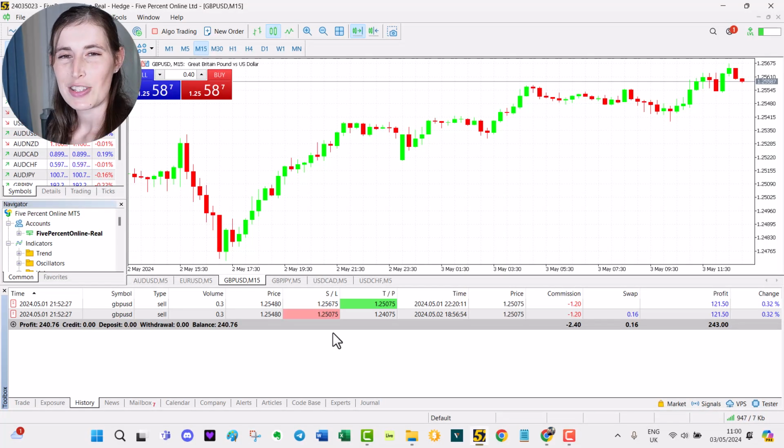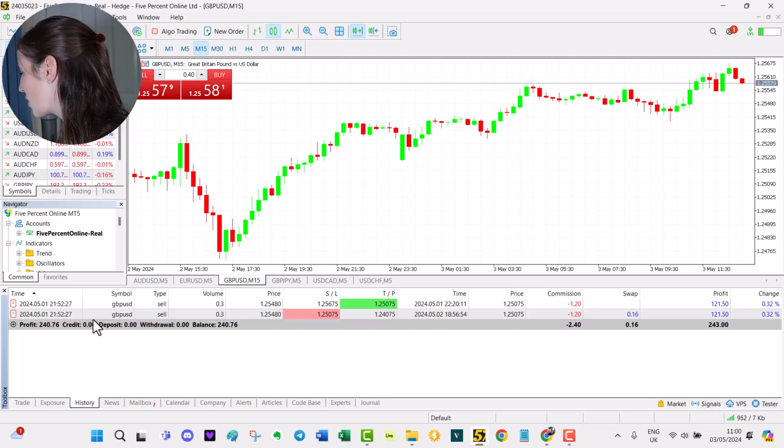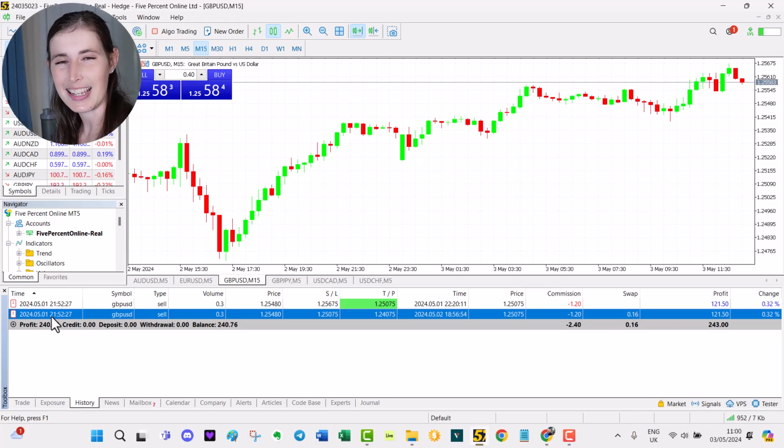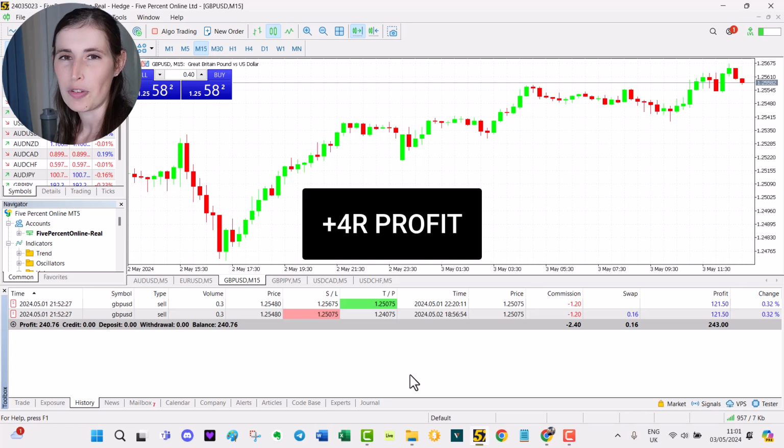But I've just gone into my trade history here, and you can see that this is the trade. There's actually two positions I took for this trade, day trading news, and I took this on the 1st of May. I closed one position on the 1st of May and the other I closed yesterday. So as I'm recording this, it's Friday the 3rd of May. And together they created 4R profits on my account.